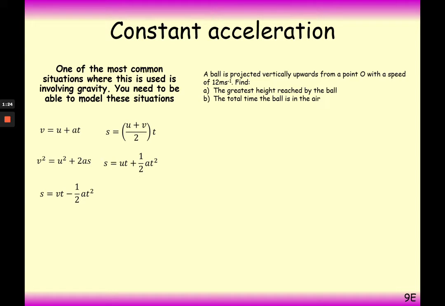Okay, so as with all of these questions, we're going to begin with a diagram. So we draw a diagram, and the ball is projected vertically with a speed of 12 meters per second. When it gets to its greatest height, obviously its speed is going to be 0.